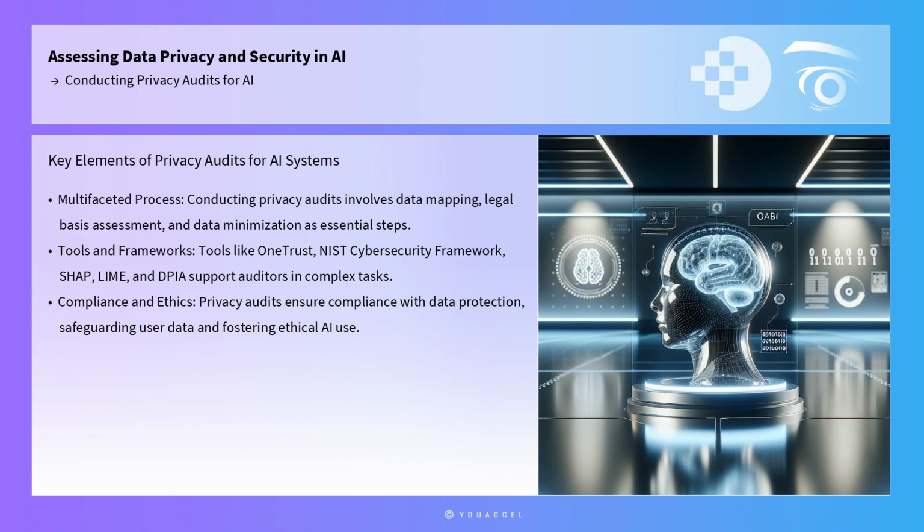In conclusion, conducting privacy audits for AI systems is a multifaceted process that involves data mapping, legal basis assessment, data minimization, data security evaluation, transparency enhancement, fairness and accountability assessment, and the adoption of a risk-based approach. Practical tools and frameworks, such as OneTrust, the NIST Cybersecurity Framework, SHAP, LIME, and the DPIA, provide valuable support for auditors in navigating these complex tasks.